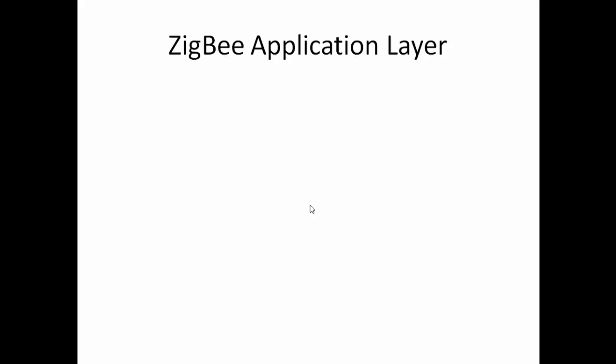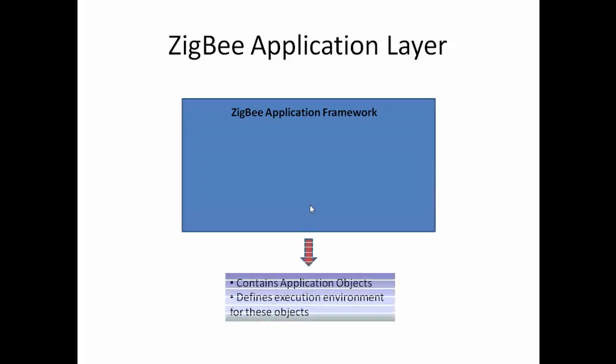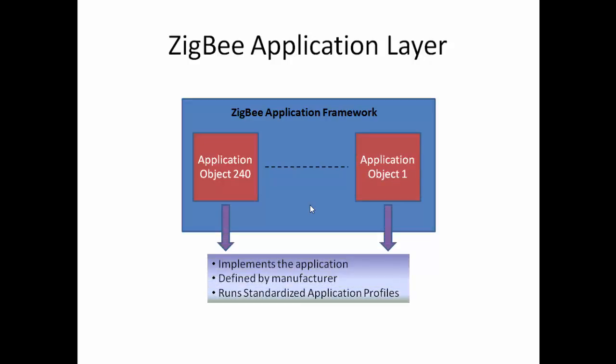Coming to the ZigBee application layer, as we had seen in the protocol stack, this is made up of three sublayers. First, the ZigBee application framework. This contains application objects, and the application framework defines the execution environment for these objects. Let's see what these application objects are. A node can contain up to 240 application objects, and each of these application objects implements an application or a functionality which is defined by the manufacturer. That is, the manufacturer gets to decide which application objects to implement.